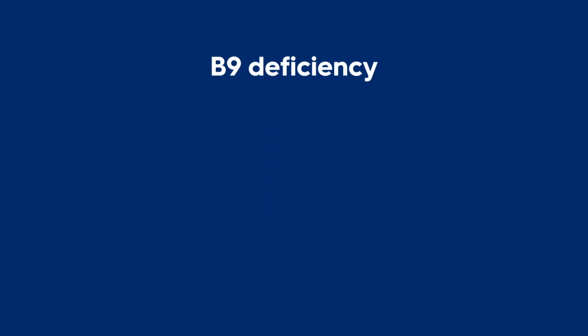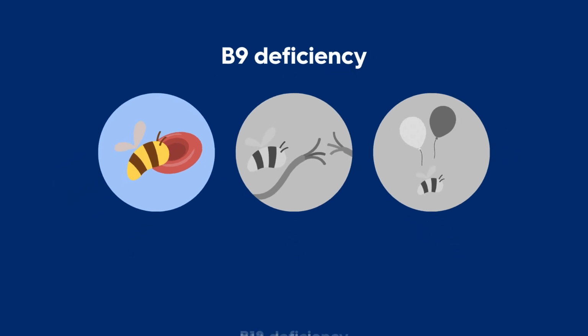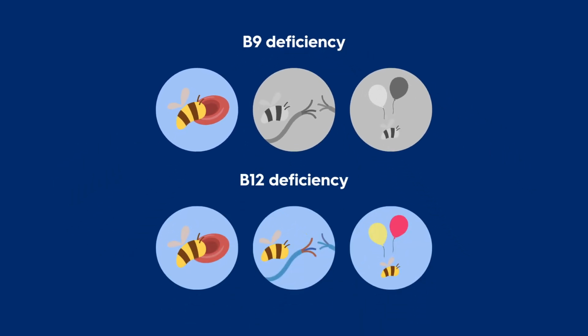Here is a common mix-up. Folate deficiency or B9 deficiency can also cause large red blood cells, but it does not usually cause the same nerve problems. And methylmalonic acid does not go up. These two clues help separate B12 from B9.